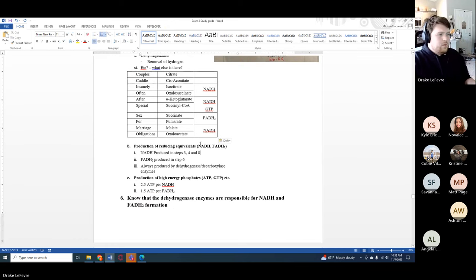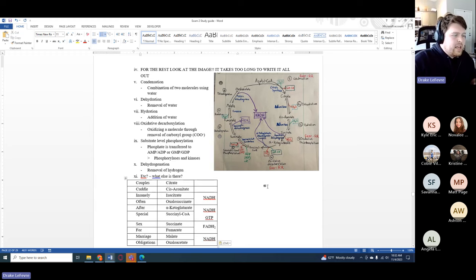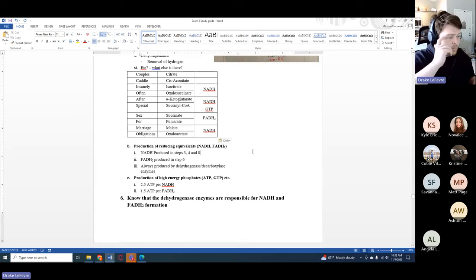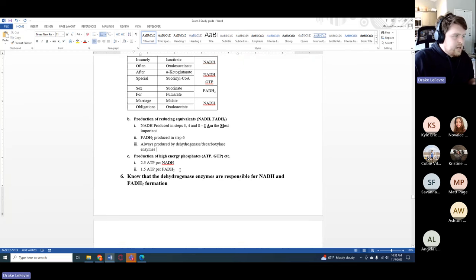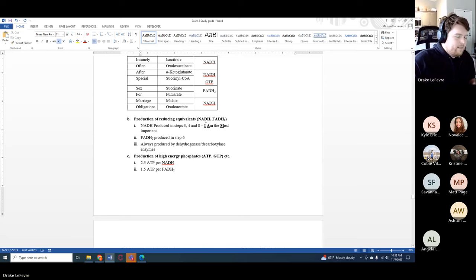Next part is now understanding the whole point of the citric acid cycle is actually to create our NADH and our FADH2. Our NADH and our FADH2 are really what hold the potential to produce a whole bunch of energy. And that's because it's from these reducing equivalents, high energy oxidizing agents, that we get our ATP from later on.